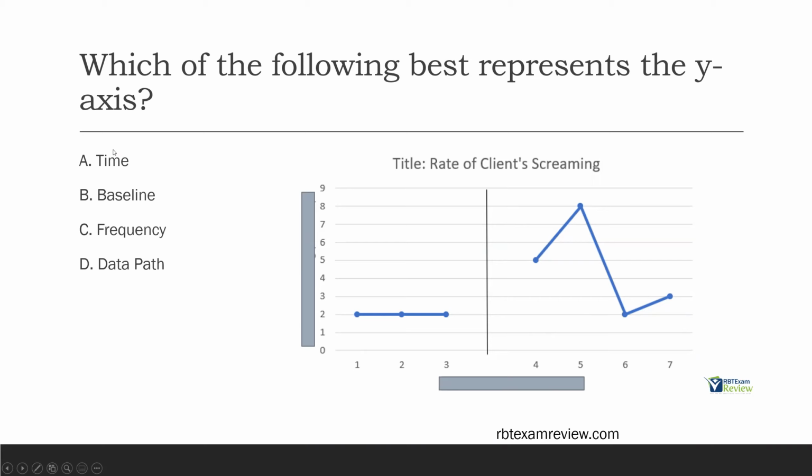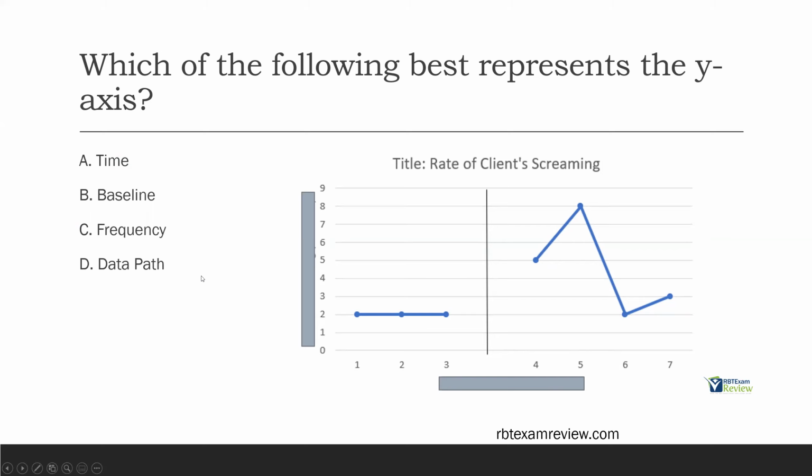Well, where does time go? In your line graph, where do we measure time? Where do we record time? Time goes on the x-axis at the bottom, okay? So sessions, hours, days, minutes. Passage of time goes on the x-axis. So A is out.